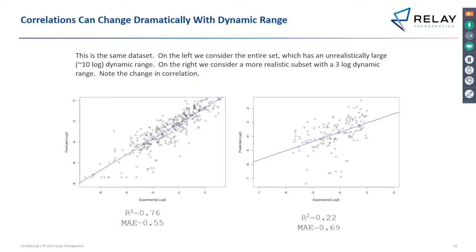Now, if you take the subset of that that's relevant to drug discovery and you calculate the same correlation coefficient, it goes from 0.7 to 0.2. So, I think we need to be realistic about what we're doing and use realistic data sets.